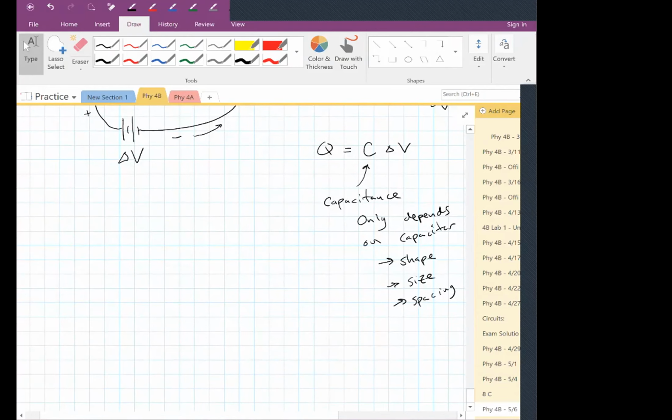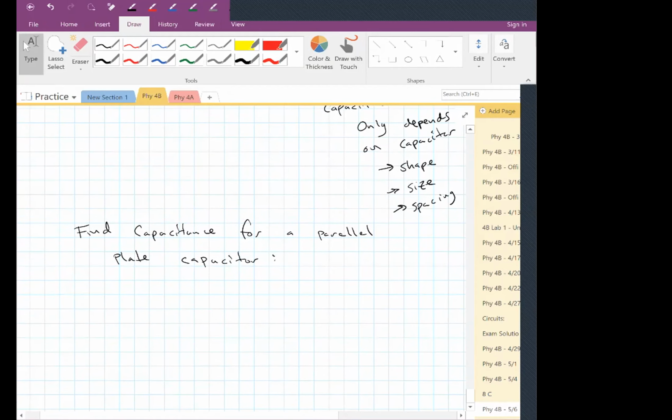Okay, so let's find the capacitance for a parallel plate capacitor. I already told you it depends on the physical properties of the capacitor, right? Size, shape, spacing, things like that. So let's see what it is exactly for a parallel plate capacitor.